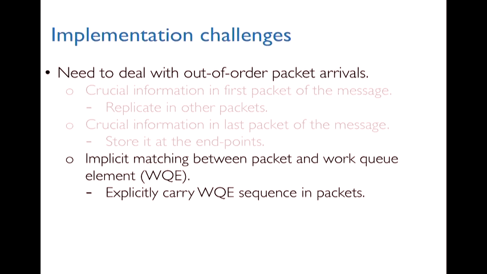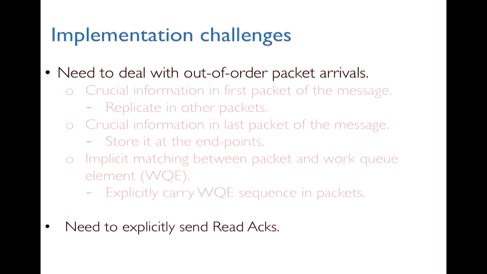Some RDMA operations require some implicit matching between a packet and the corresponding work queue element that generates those packets. And this implicit matching can break because of out-of-order packet delivery. We resolve this in IRN by assigning an explicit sequence number to these work queue elements that the packets can carry.